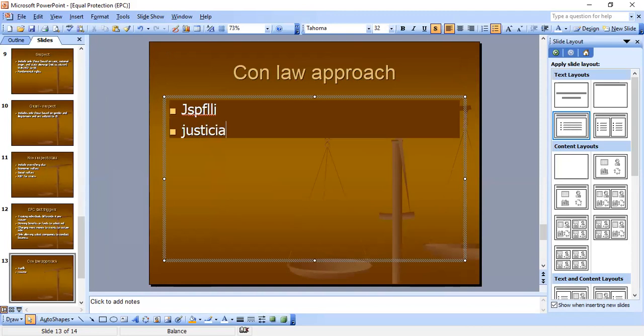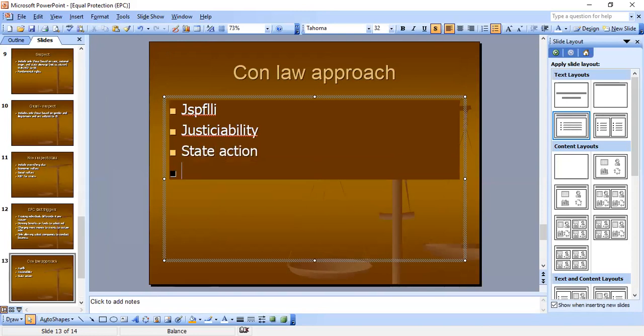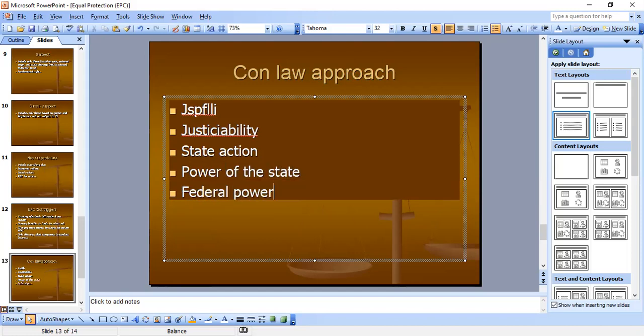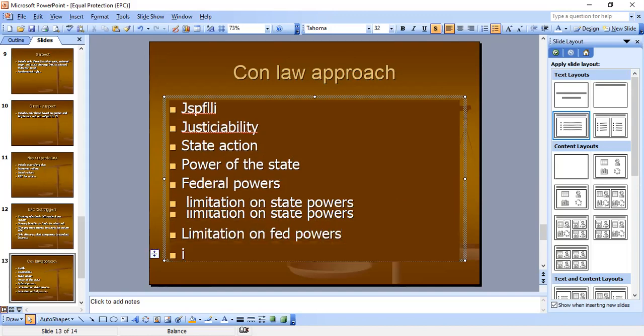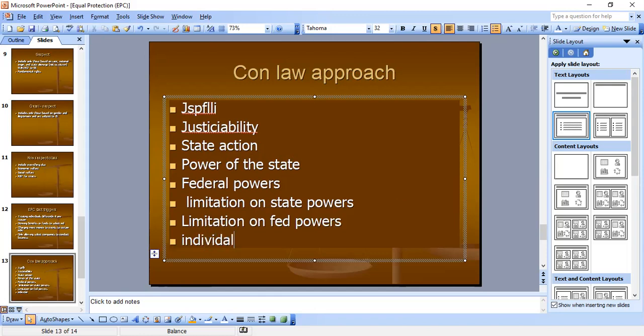Justiciability, state action, power of the states, federal powers, limitation on state powers, and last, limitation on federal powers and individual rights, which I'm working on right now.